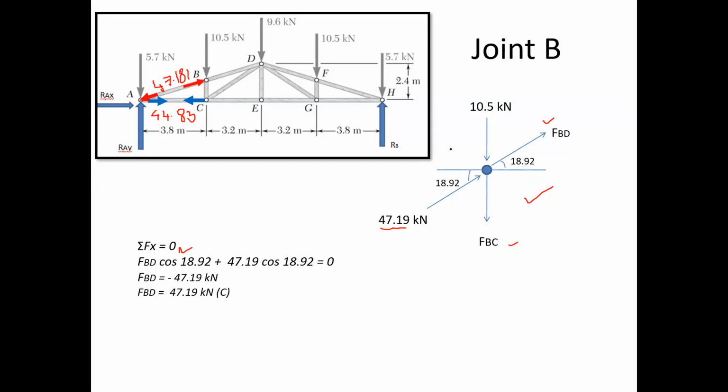So when we take summation Fx equals 0, in this case, we will have FBD cos of 18.92 plus 47.19 cos of 18.92 equal to 0. Okay, when we put Fx equals 0, here we get the value of FBD as again minus 47.19 kilonewton. So again, this minus sign indicates that the assumption for FBD is wrong. So we need to correct this assumption, that FBD is 47.19 kilonewton.